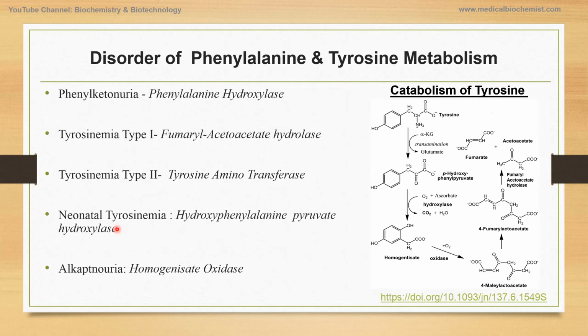And here are the other disorders that are associated with phenylalanine and tyrosine metabolism. They include phenylketonuria, that is caused by the deficiency of phenylalanine hydroxylase; tyrosinemia type 1, that is caused by fumarylacetoacetate hydrolase deficiency; tyrosinemia type 2, that is caused by tyrosine aminotransferase deficiency; neonatal tyrosinemia, that is caused by hydroxyphenylpyruvate hydroxylase deficiency; and alkaptonuria, which is caused by the deficiency of homogentisate oxidase.